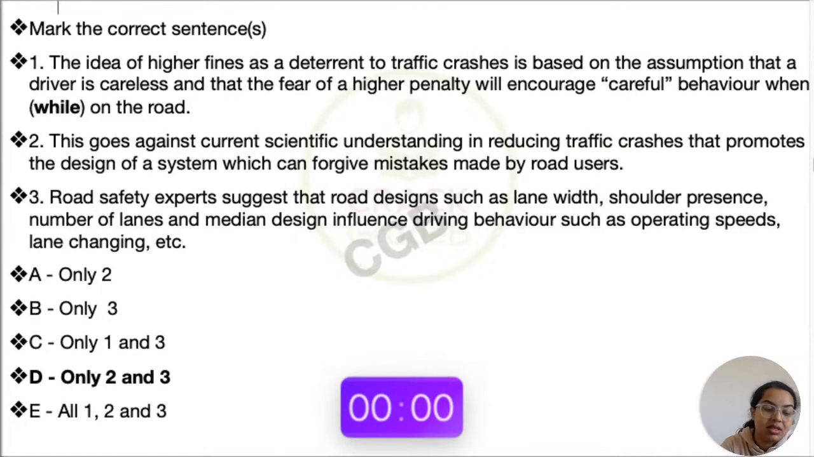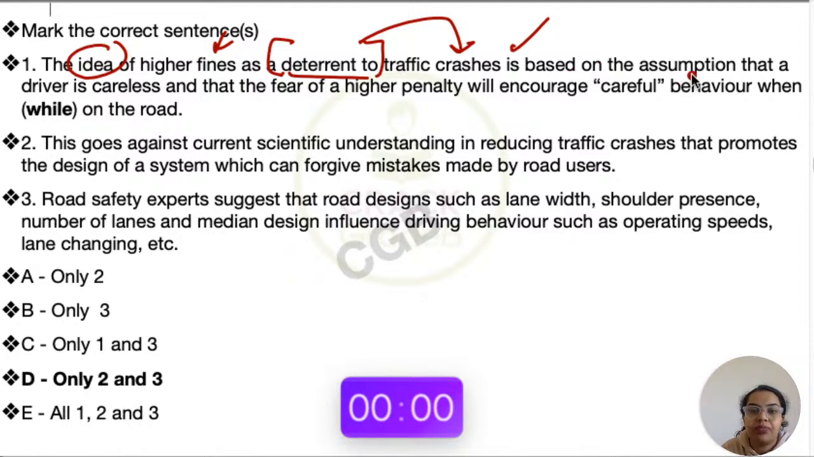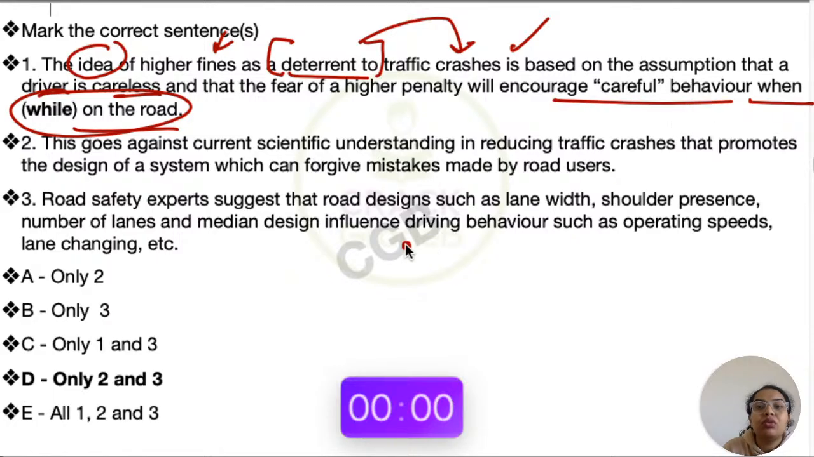So the answer is D. The idea of higher fines. Okay, there is an idea of higher fines as a deterrent to what? Deterrent takes "to" after it, and after that a noun. Deterrent to crashes. The idea is based on the assumption that a driver is careless while on the road, because we have to be careful throughout the time we are driving, and that's why a single point of time is not helping. The first is wrong. Options C and E are out.